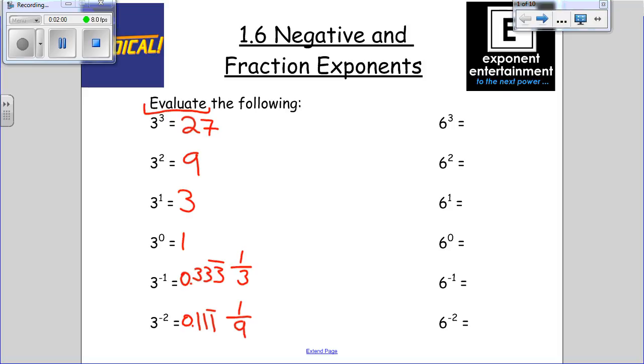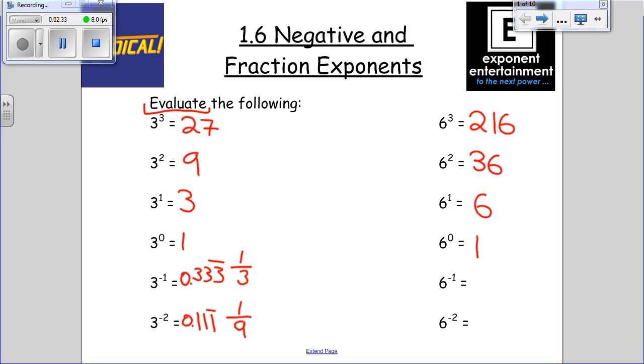All right, let's try evaluating for our 6s as well, and we're going to see if we notice some tricks. So, 6 to the power of 3. Gorgeous. So we go 6 squared. 36. If we go 6 to the power of 1. Just 6. What's anything to the power of 0? 1.